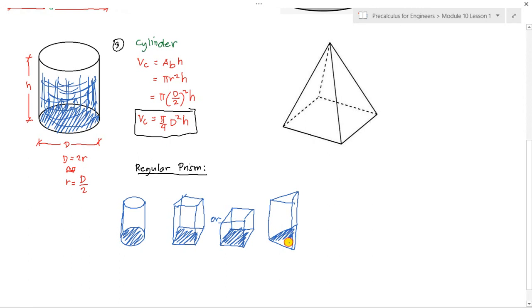This is a regular prism. So what makes a regular prism regular? It means that its top surface, right? This is the top surface. I'm going to color that one red. The top surface should be parallel to the base. It is parallel to the base, so this is a regular prism.